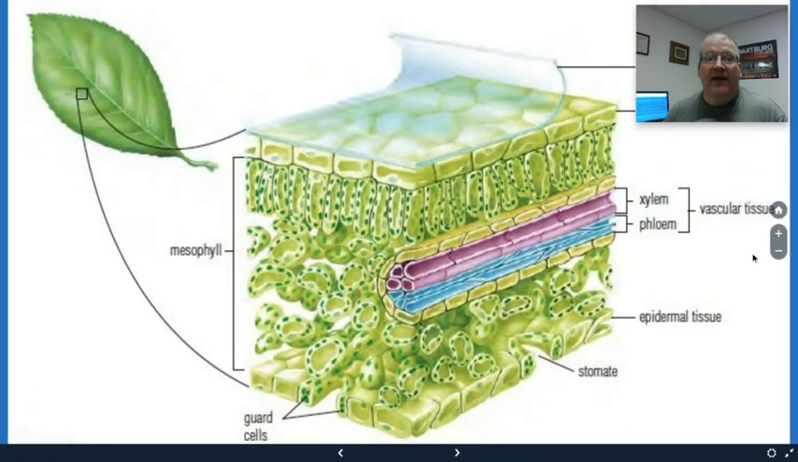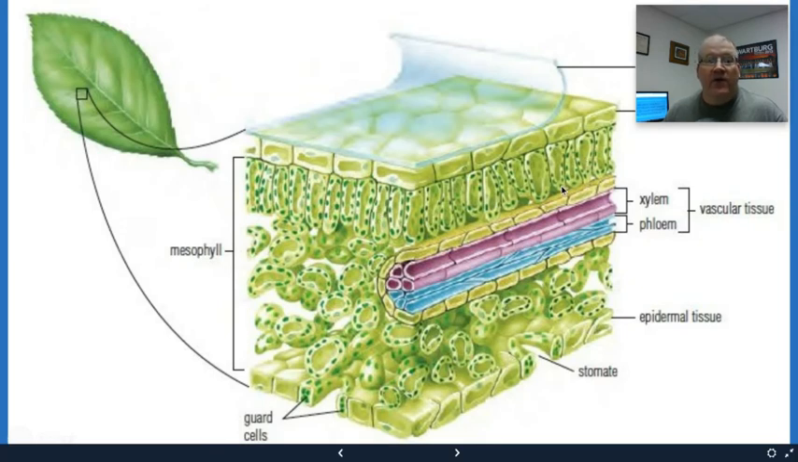So here we have a generalized leaf. We're going to take a small piece of that cross section and look at it from the cut angles. So this is the top of the leaf. This is the bottom of the leaf. And this would be one of the veins in the leaf. Most of the photosynthetic material is going to be in this layer.